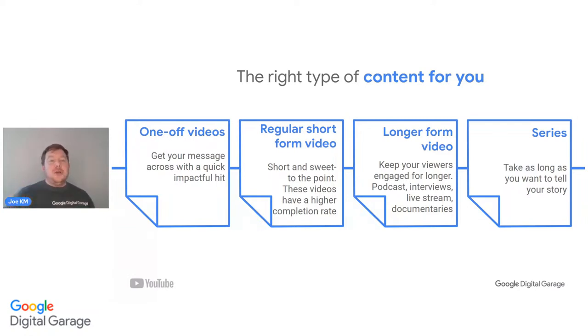So this could be short and sweet, to the point. These videos have a higher completion rate. In case you don't know what a completion rate is, if your video is 3 minutes long, you want to keep people there for 3 minutes. You want to keep their attention. You want quick, sharp changes, quick, sharp edits, engaging videos.